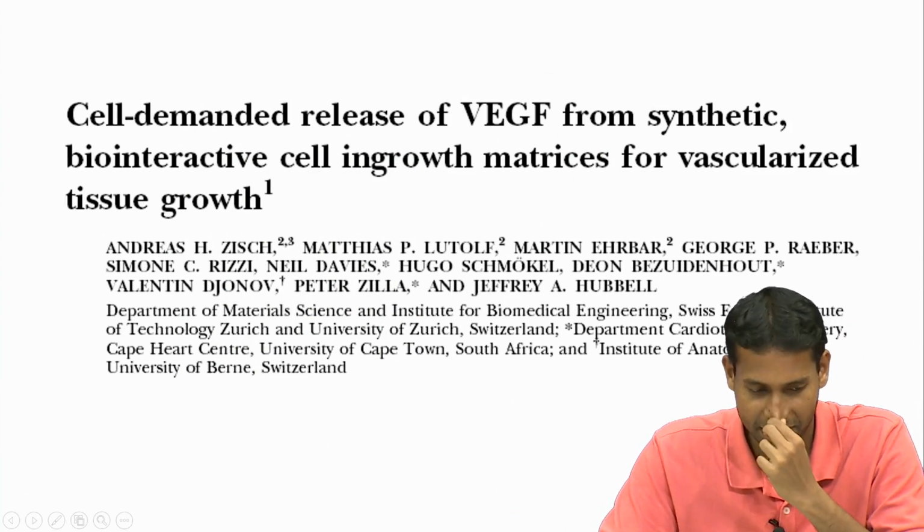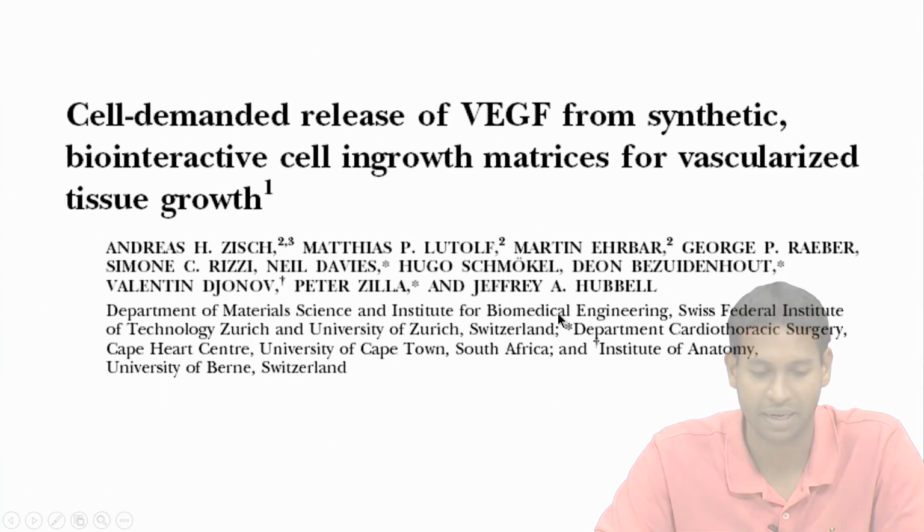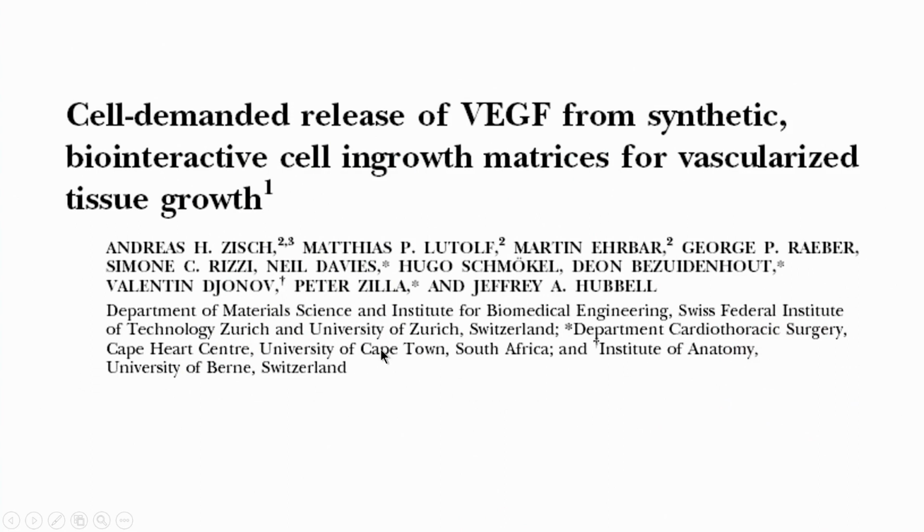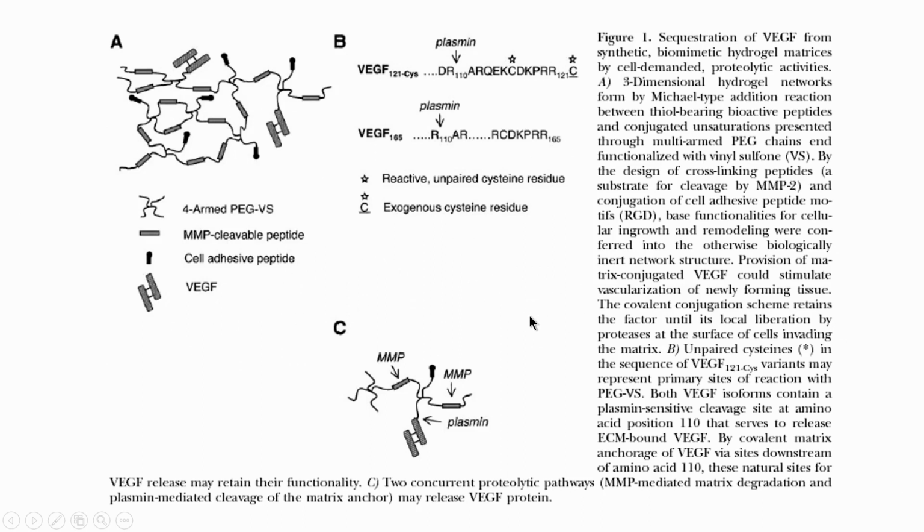So, here is another paper that talked about cell demanded release of VEGF from synthetic biointeractive cell enclosed matrices. And so, again what they have done here is, this is a synthetic polymer that they have used. So, they have used a 4-arm PEG vinyl sulfone. So, what this does is, this will cross link any peptide which contains a cysteine or any thiols.